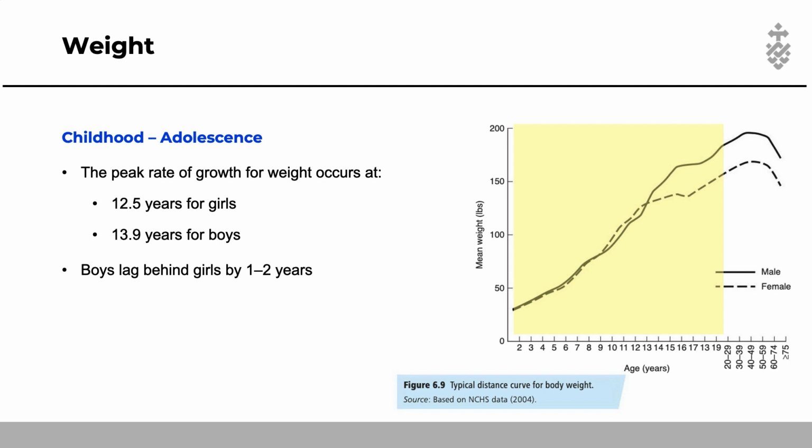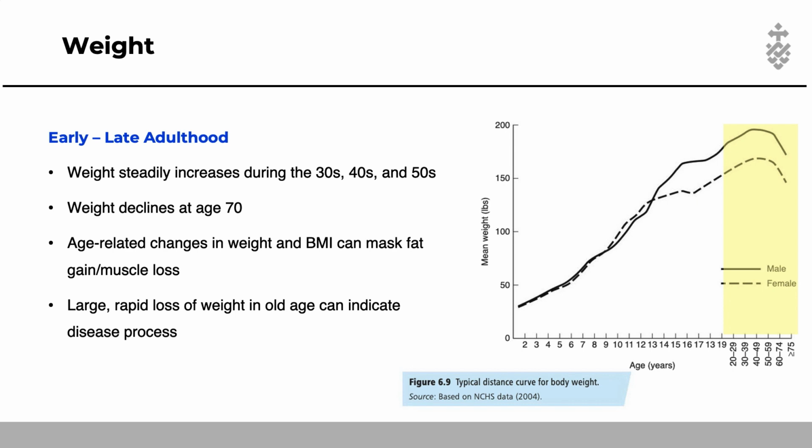Now, while body weight increases for both sexes, it's distributed differently. So girls tend to gain extra fat, primarily in the breasts and the hips, and boys develop broader shoulders. So we also have to consider that both fat and muscle mass contribute to total body weight. So whilst body weight is increasing, there may be differences in the composition. The influence of fat versus muscle on body weight becomes more prevalent in adulthood. So body weight increases during the 30s, the 40s, and the 50s, most likely due to increases in body fat.